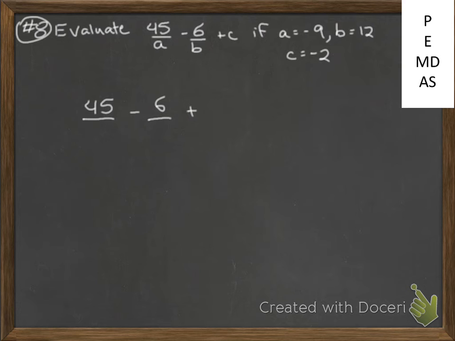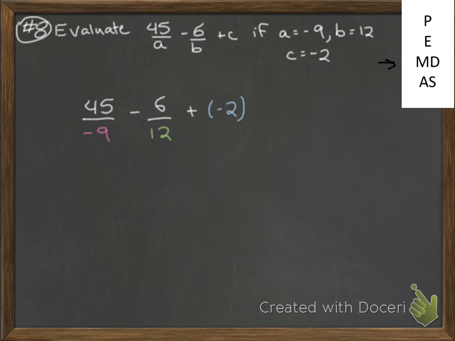So let's see, a is negative 9, and we're told that b is 12, and we're told that c is negative 2. And we can put parentheses here if we want. Okay, so from here, the order that you do things in is completely up to you. Well, that's not true. We have to divide before we add and subtract. Okay, so let's see what we can do with this here.